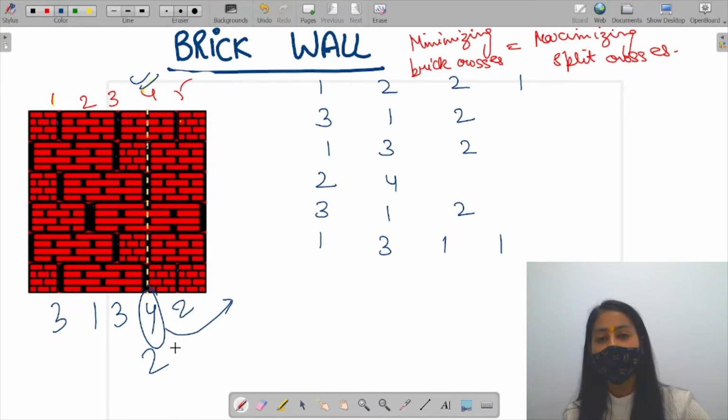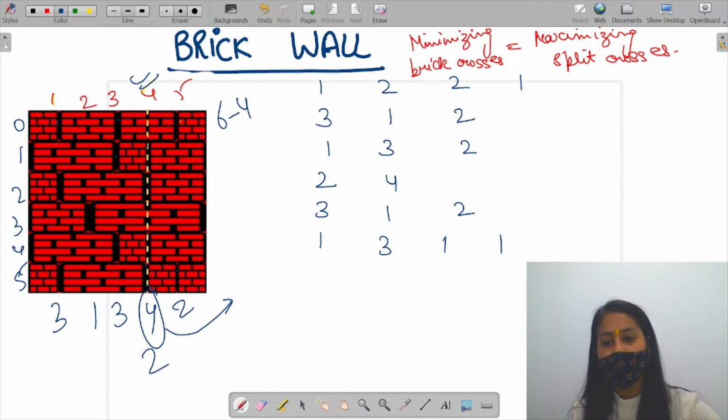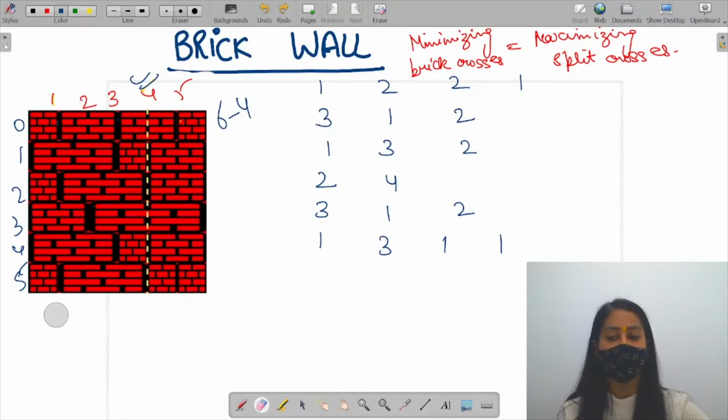So we will find the maximum number of split crosses. Now if you have 4 split crosses at a particular point, then the total number of brick crosses will be the total length of this wall, that is 0, 1, 2, 3, 4, 5, that is 6. So 6 minus the total number of split crosses will give you the total number of brick crosses, that is 2, right? So we are going to find the total number of split crosses, and we will find the maximum split crosses. From there we will find the minimum brick crosses, right?